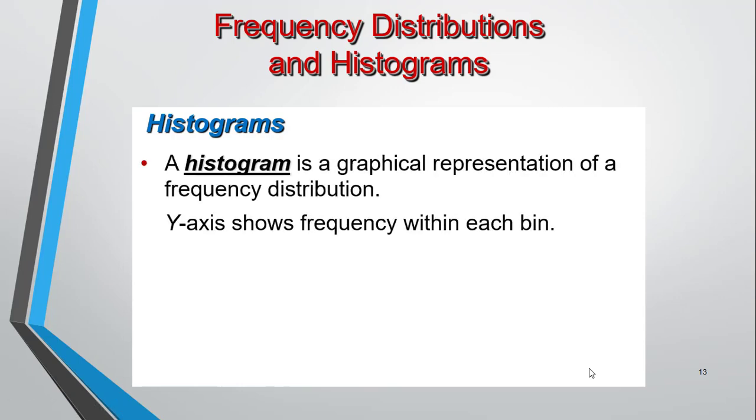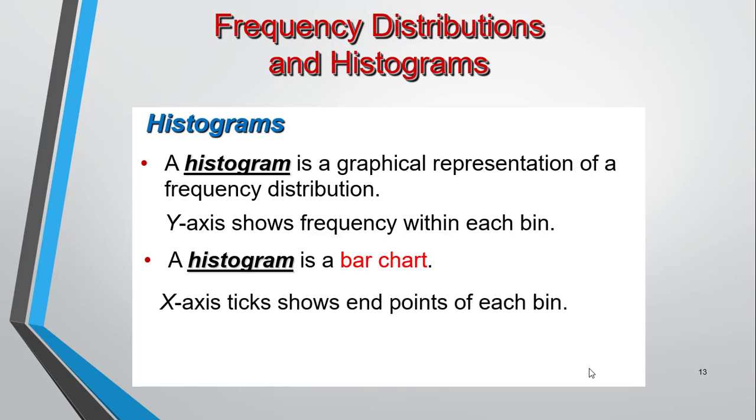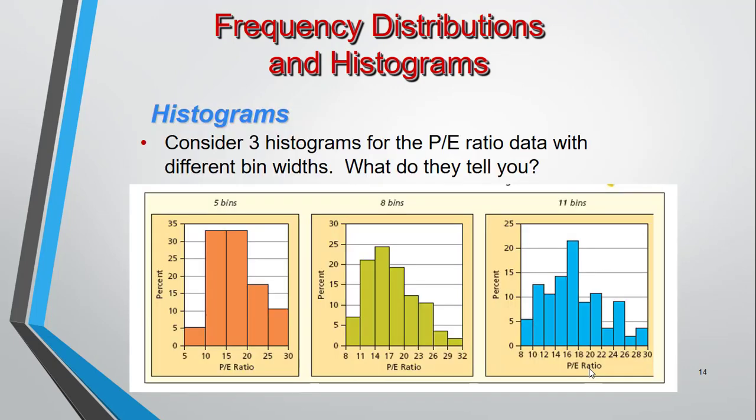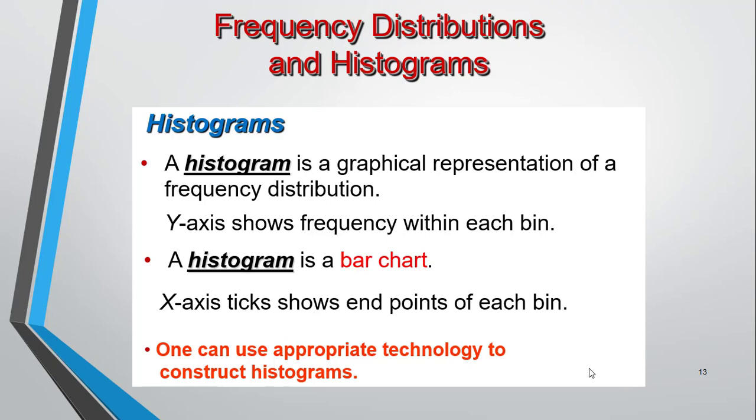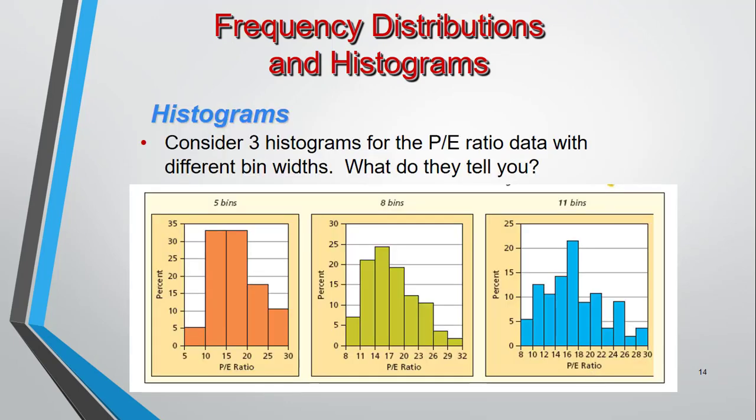A histogram, which is often used, is a graphical representation of a frequency distribution. The Y-axis shows the frequency within each bin, and the histogram is also called a bar chart, the same thing. Right? The X-axis shows the endpoints of each bin. Okay? We can use appropriate technology to construct histograms, such as easily using Excel.